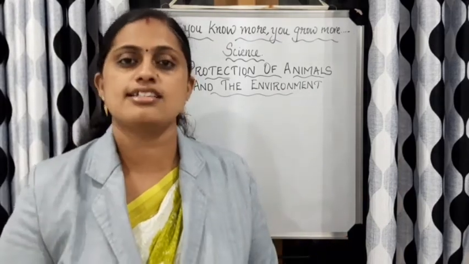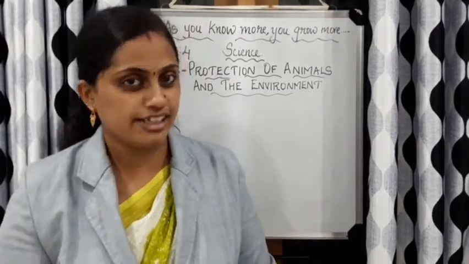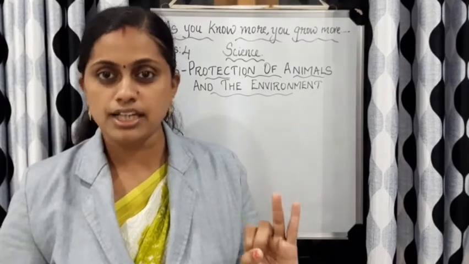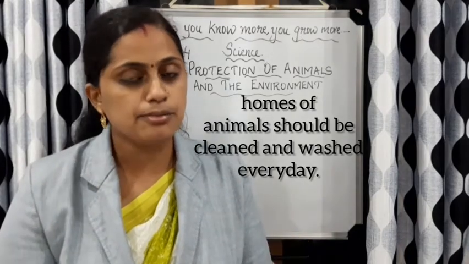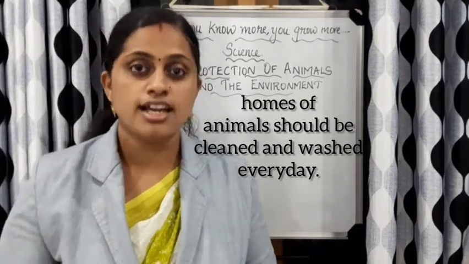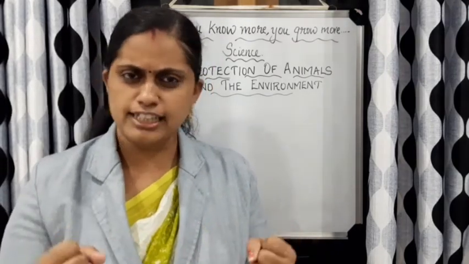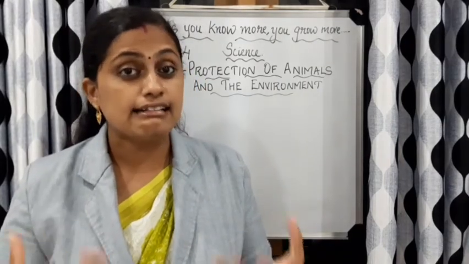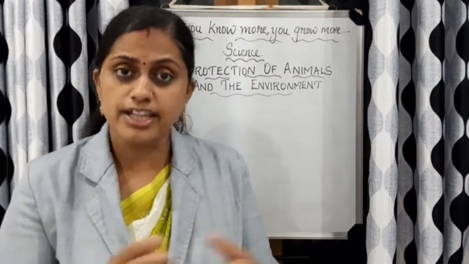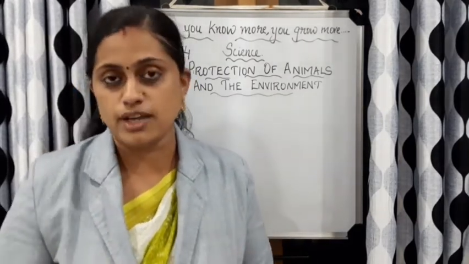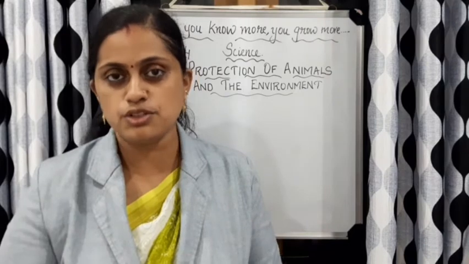Now the second point is the house of the animals should be cleaned and washed every day. Now the third point is animals should be given very healthy food and should be given clean drinking water. We also need proper food, isn't it? Yes, in the same way, animals also need proper food. So we need to ensure to give proper food, that is healthy food and clean water for them to drink.